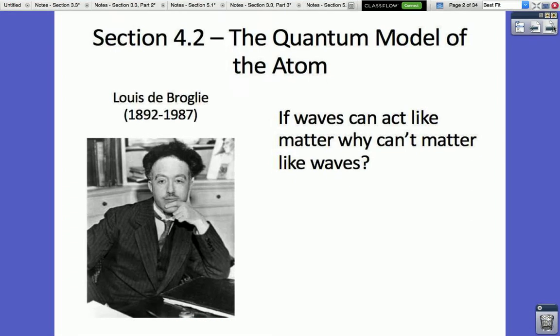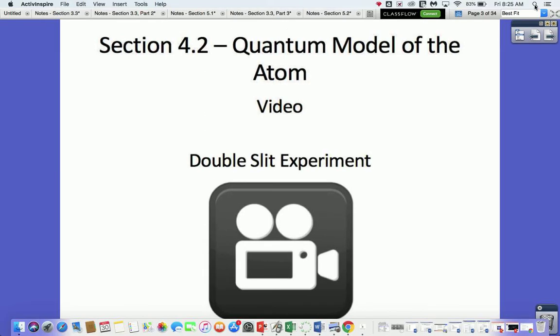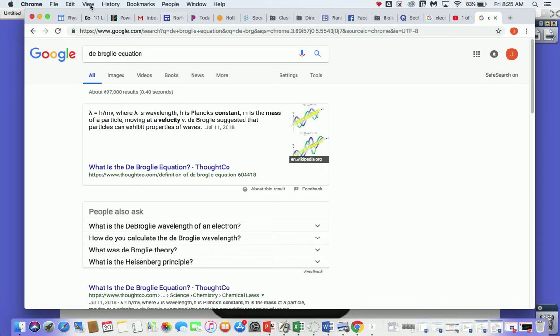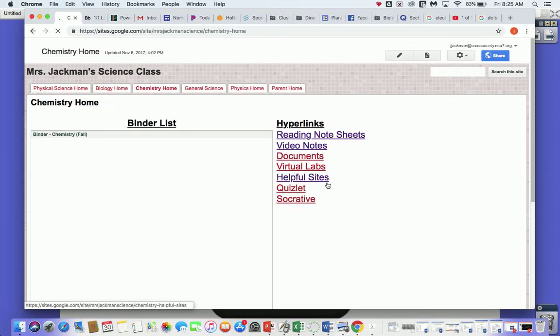And so there's an experiment done that was called the double slit experiment that actually looks at this and says, can matter act like a wave? Okay, so de Broglie thinks he has an equation done, and then there's going to be experimental evidence that may or may not back it up. So we're going to take a look at that really quickly before we move on.